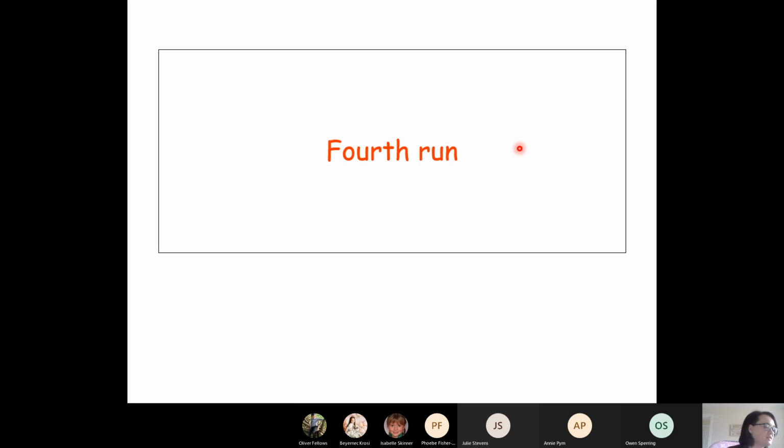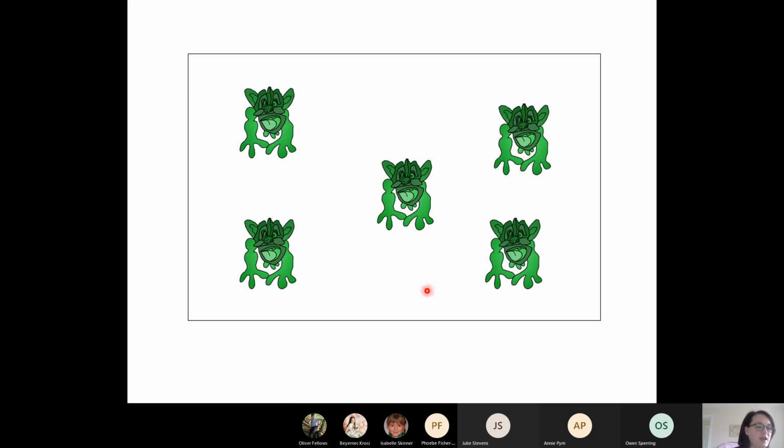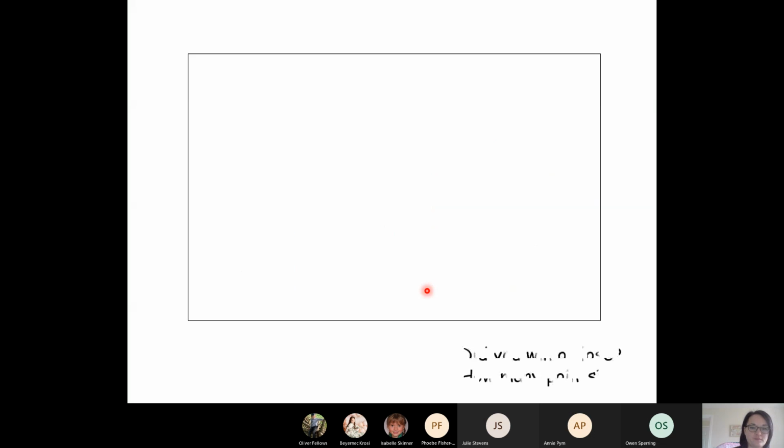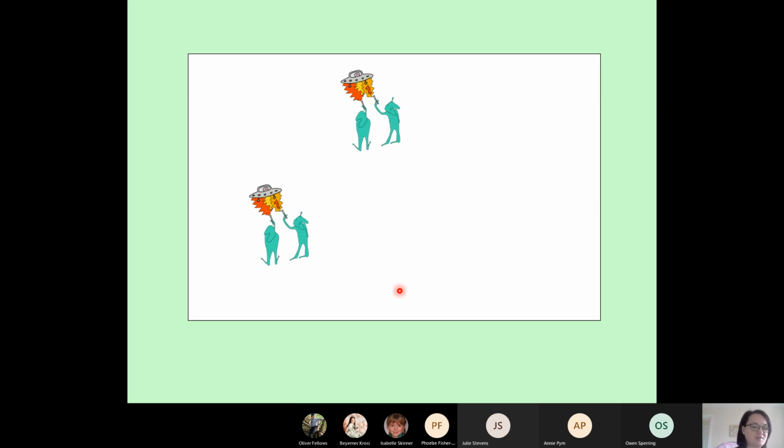Okay, our fourth run is the last run that we're going to do. So here we go with our gremlins. Try and hit those gremlins down. 3, 2, 1, go. Okay, brilliant. Think about how many points we won there. Oh, though, try and avoid these spaceships.